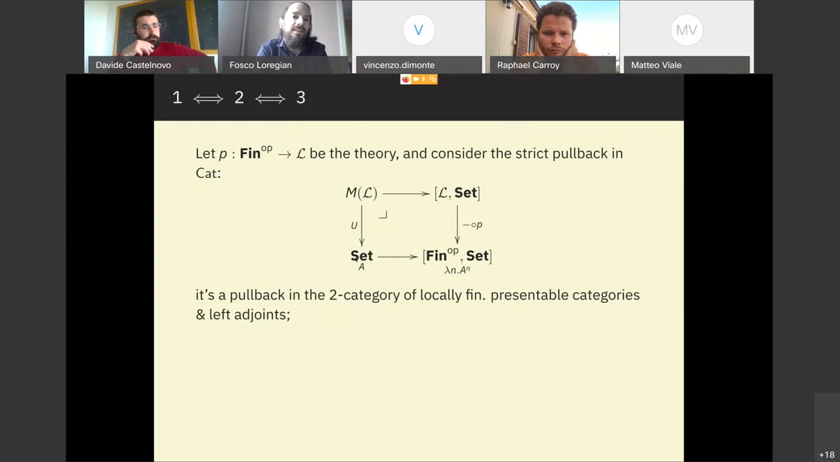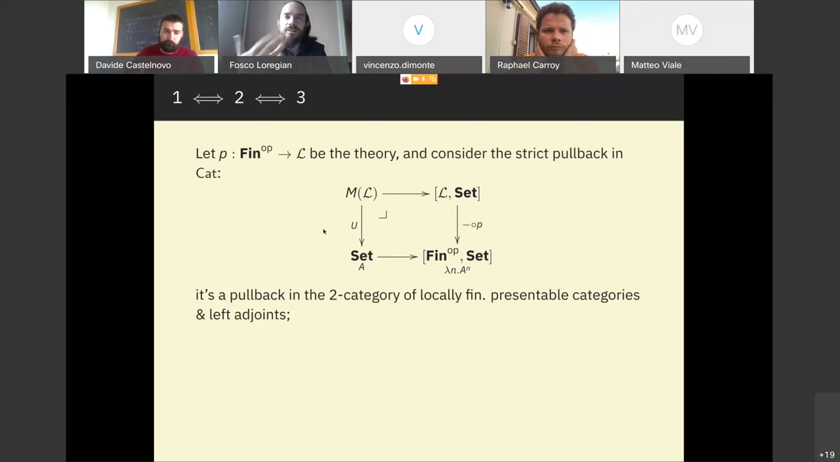And on the other leg, I take a set and I choose a very particular functor, sending N to the n-fold power of A. So A goes to the functor that sends N to A to the N. Very easy. Okay, I do the pullback, and this category, M of L, is extremely important because the pullback gives me a functor from M of L to Set that will behave exactly as a forgetful functor.